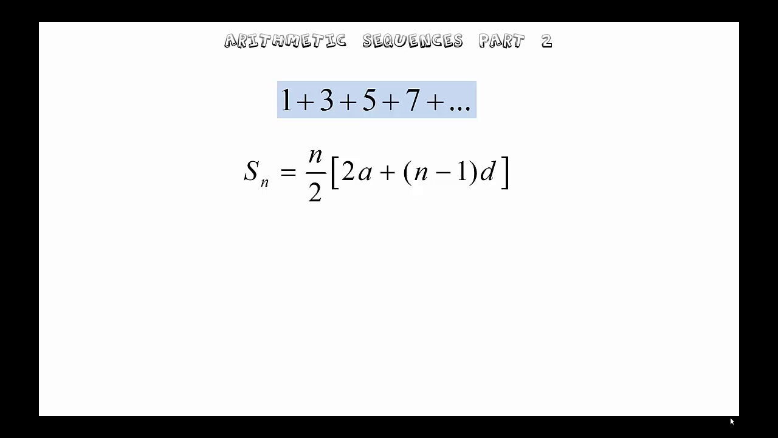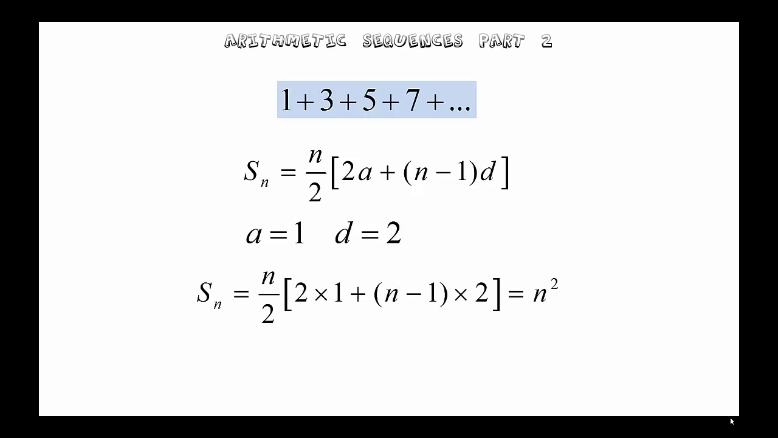For a given number of terms, we have our a equals 1, the first term. The common difference is 2. And keeping n as an unknown, you can see that replacing the values for a and d gives us the expression Sn equals n squared. What that means is that the sum of the first n odd numbers is equal to the square of the number. It produces square numbers.